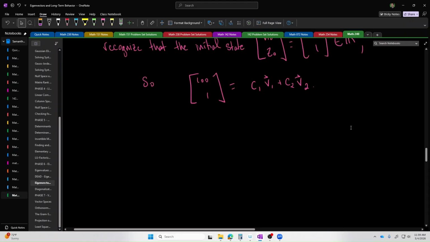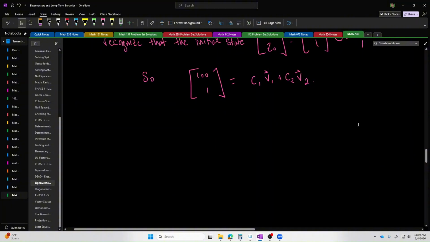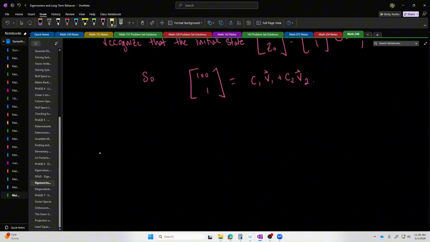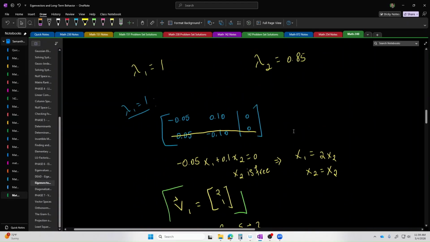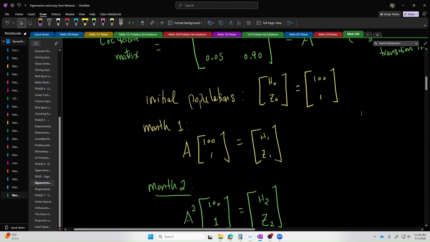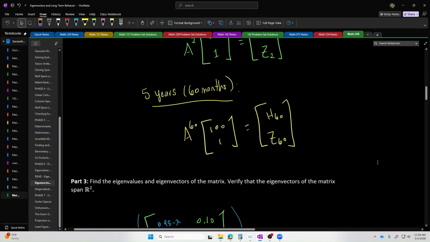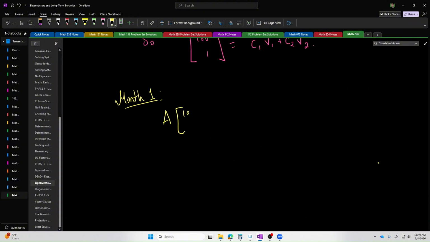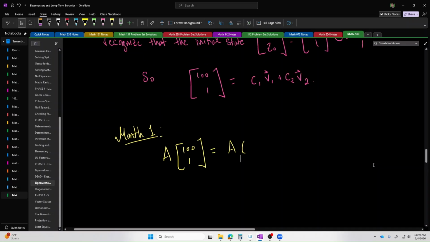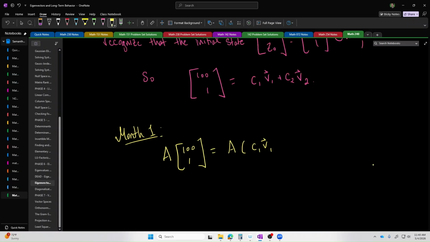So if I want to know what happens to this population in month number 1, we noted earlier that figuring that out corresponds to multiplying the initial state vector by one copy of our transition matrix. But that's the same thing as multiplying this linear combination by one copy of our transition matrix.